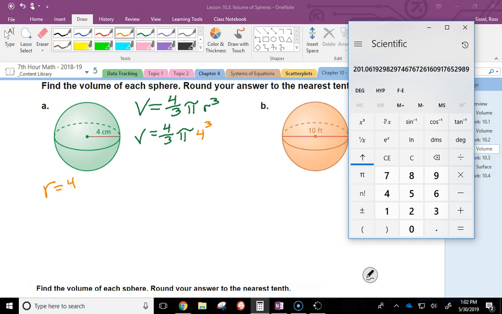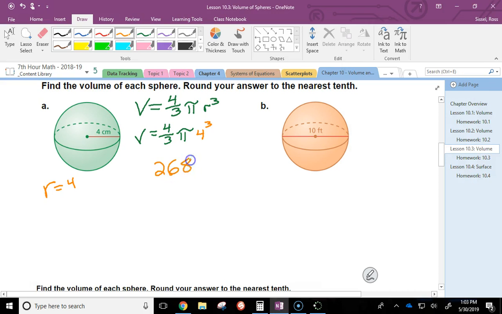So I have 201 point a long decimal. How do I multiply the 4/3? How do I use my calculator to multiply a fraction? Nathaniel? So exactly how we did the 1/3. So what would I multiply first? Yeah, we're going to multiply the 4. So you're going to multiply by your numerator, which is 4. So times 4 equals, and then you take that whole thing divided by your denominator, which was 3. And that's my answer. So I'm going to write down 268.08.